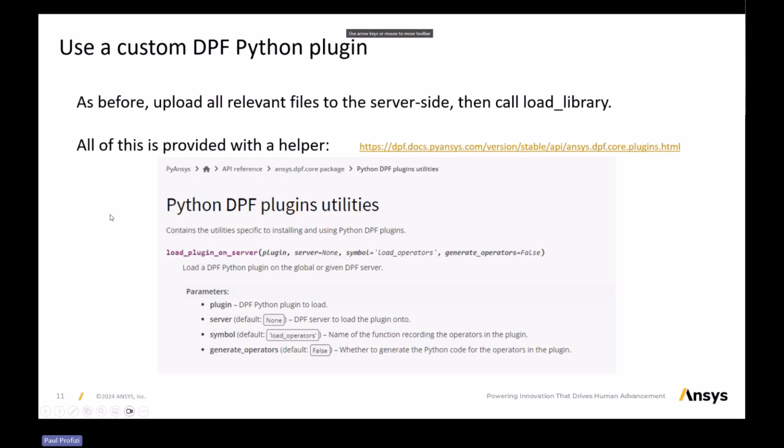To use this custom plugin, you can do basically the same thing as for the custom operator, and you can even use a helper I made, which is load plugin on server, where you basically give the target to the plugin. It's going to load it on the server. It's going to load the different operators, and then you can basically access these operators on your server, just like if they were in a native plugin, let's say.